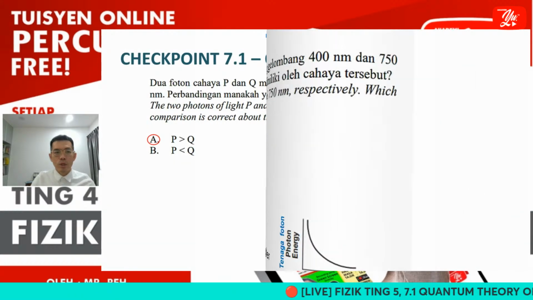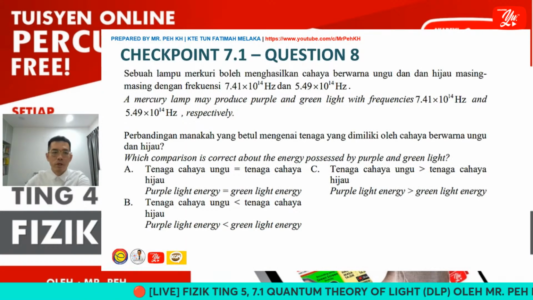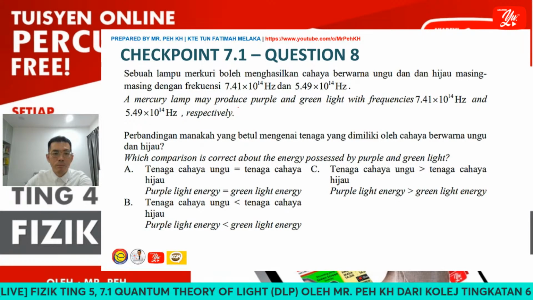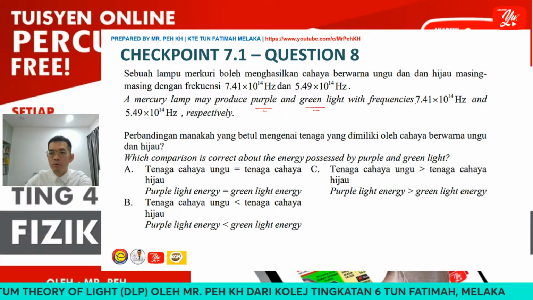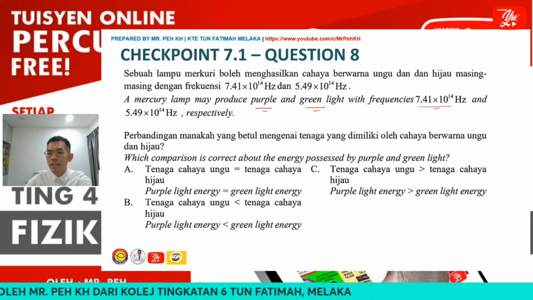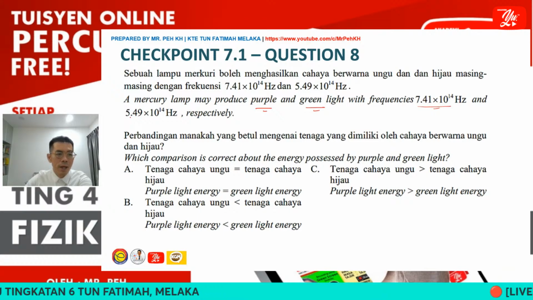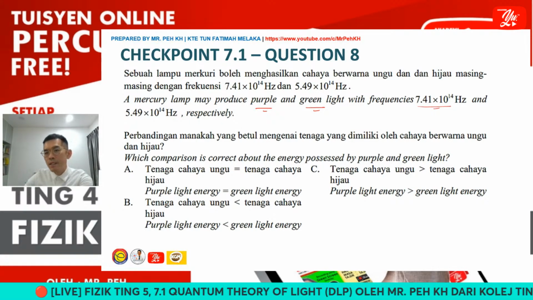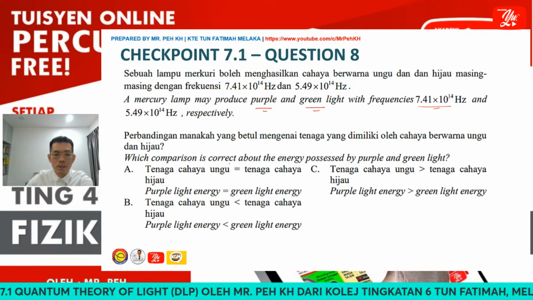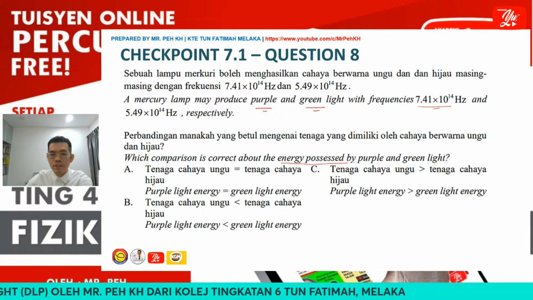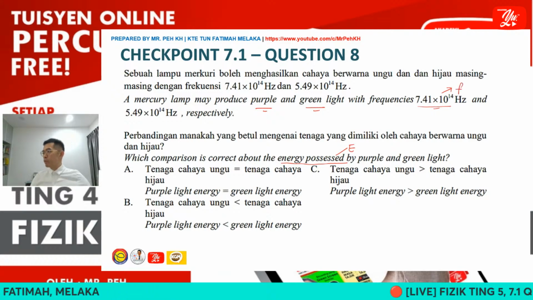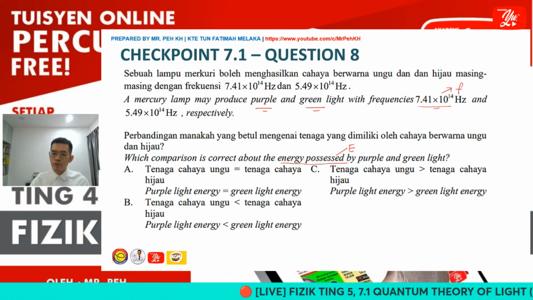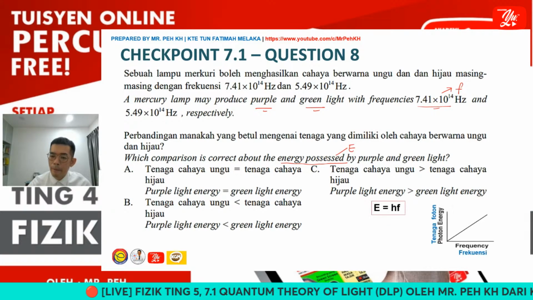Then the next question, question number 8. It's also an objective question. A mercury lamp may produce purple and green light, with frequency of 7.41 times 10 power 14 hertz for purple light, and for green light the frequency will be 5.49 times 10 power 14 hertz respectively. Again here, we need to compare the energy possessed by purple and green light. That means we need to relate E with f. The formula we relate here will be E equal to hf, where E and f are directly proportional.